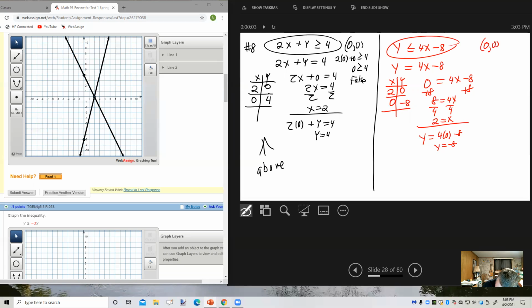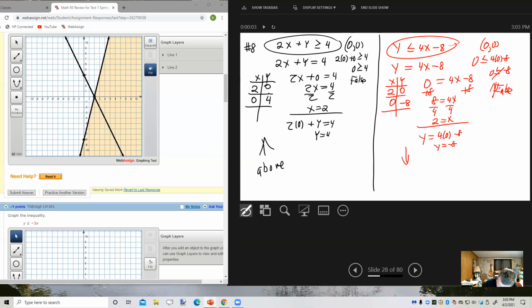So we'll put that into our original inequality. 0 less than or equal to 4 times 0 minus 8. 0 less than or equal to -8. That's not true. So that again is false. So let's see here. Which line is that? That is this line here. (0, 0) is not true. So it's going to be below. So over here and here.